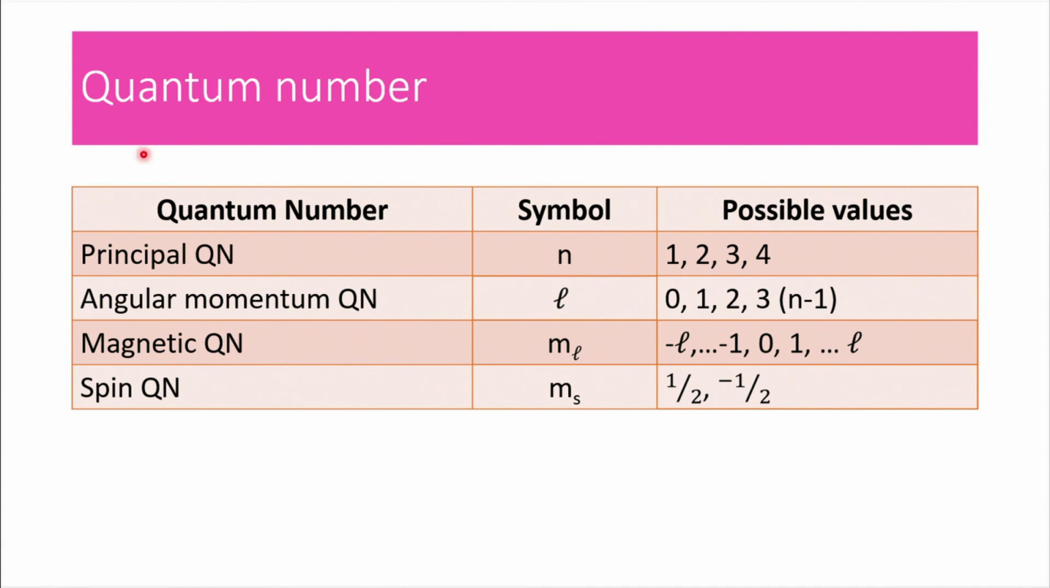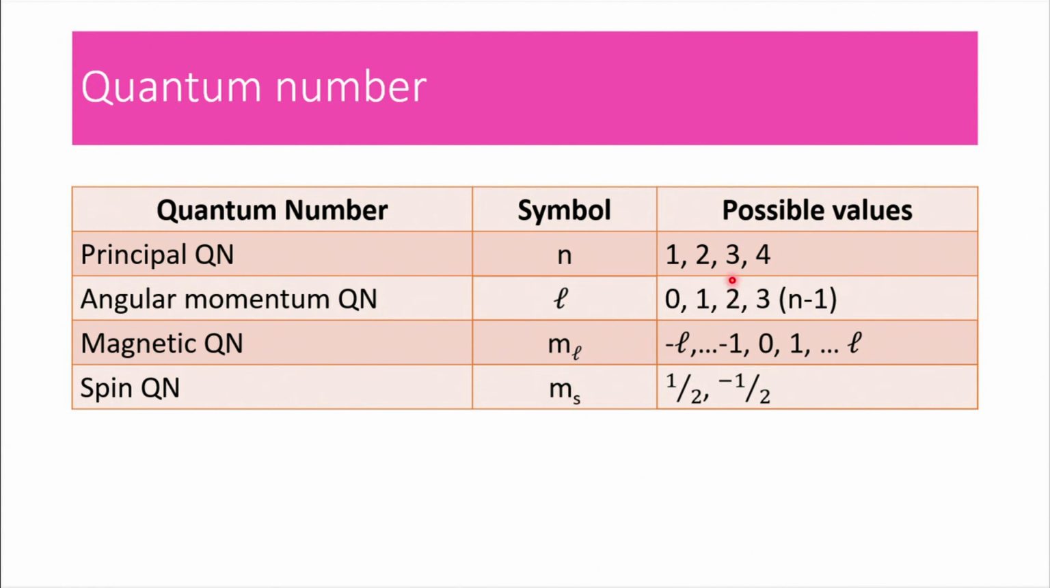Let us move on to quantum numbers. We have 4 types. They are called the principal quantum number, the angular momentum quantum number or azimuthal quantum number, the magnetic quantum number and the spin quantum number. The symbols are represented here. The principal quantum number is n, the angular momentum quantum number is denoted as L, the magnetic quantum number is denoted as m sub L and the spin quantum number is denoted as m sub S.